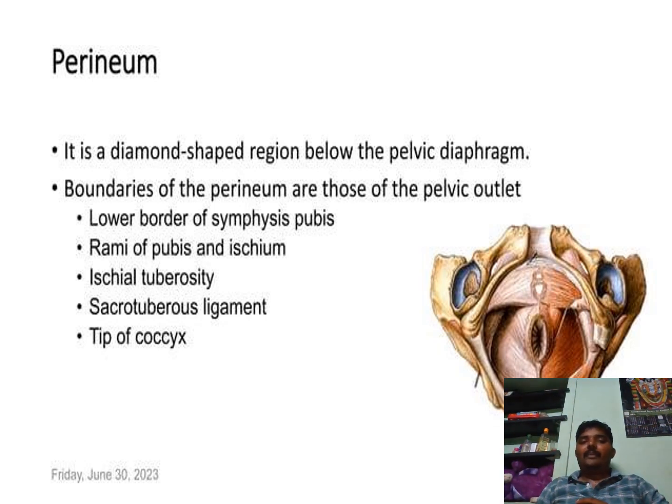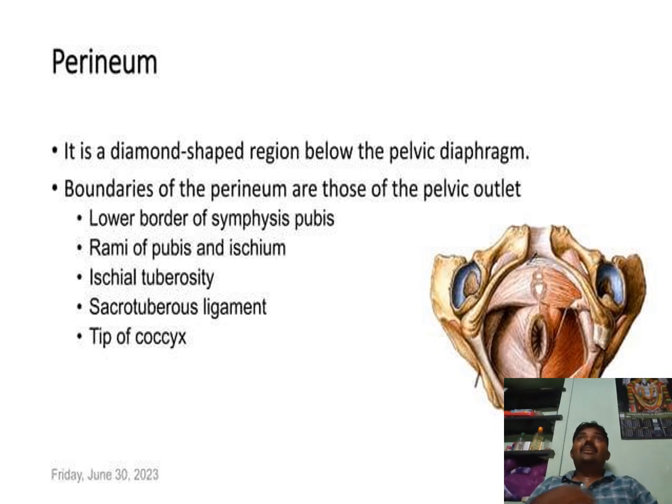The boundaries of the perineum are those of the pelvic outlet: mainly the lower border of the pubic symphysis, the rami of the pubis and ischium, the ischial tuberosity, then the sacrotuberous ligament and the tip of the coccyx.